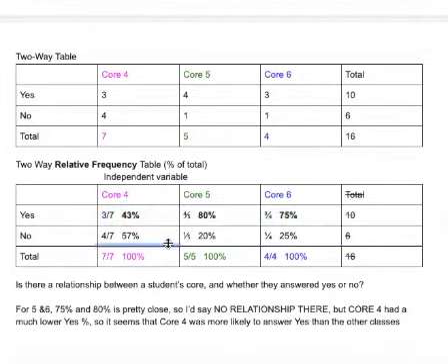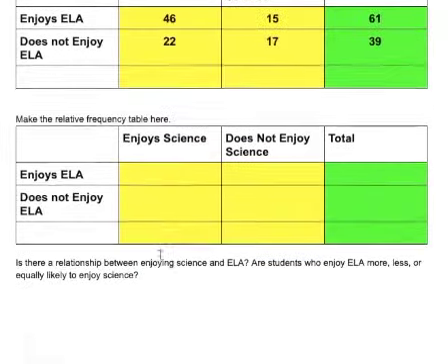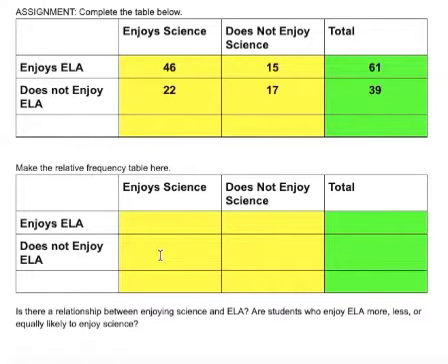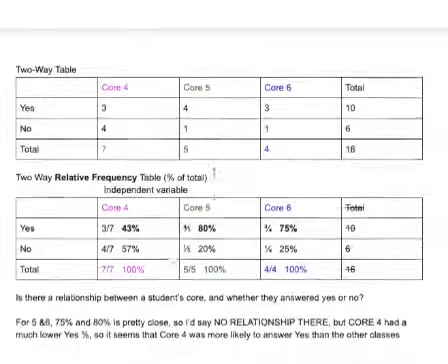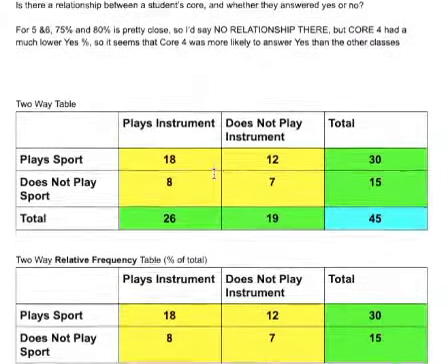So we're looking at a couple more examples of the same exact questions, making more tables, and then you're going to do the exact same thing for science and ELA up here. You're going to fill in the table, you're going to make a total row, and then is there a relationship? Okay? So let's look at the instrument ones.